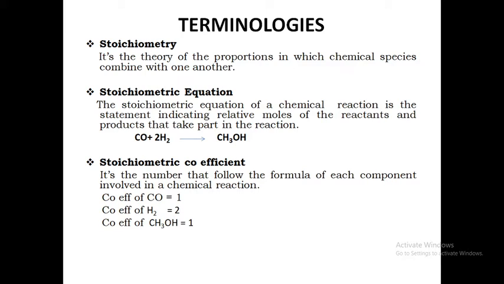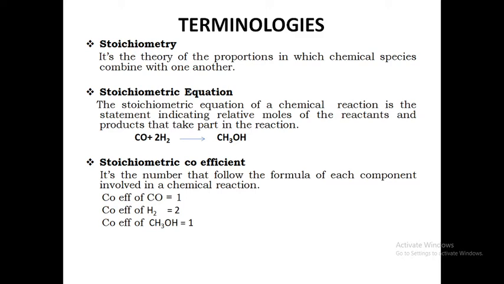The first terminology, stoichiometry. It is the theory of the proportion in which chemical components combine with one another. This is called stoichiometry. Stoichiometric equation, this is another terminology. The correctly balanced equation or correctly balanced reaction is called the stoichiometric equation.